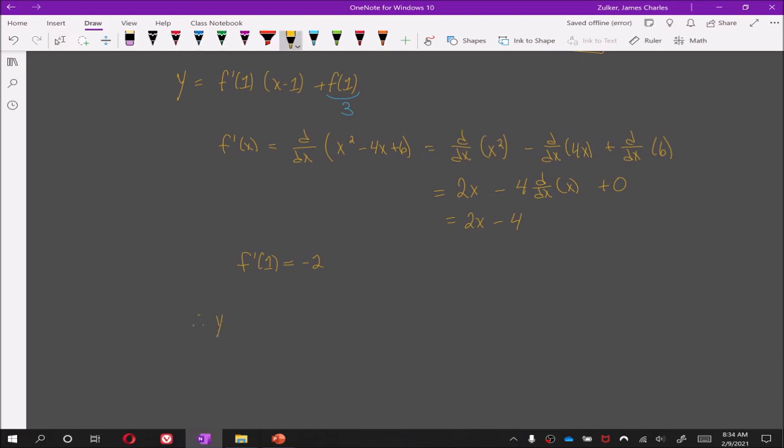So our tangent line: negative 2 times x minus 1 plus 3, negative 2x plus 5. So this is our tangent line.